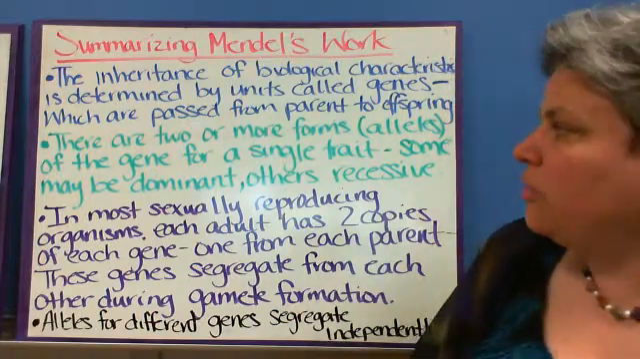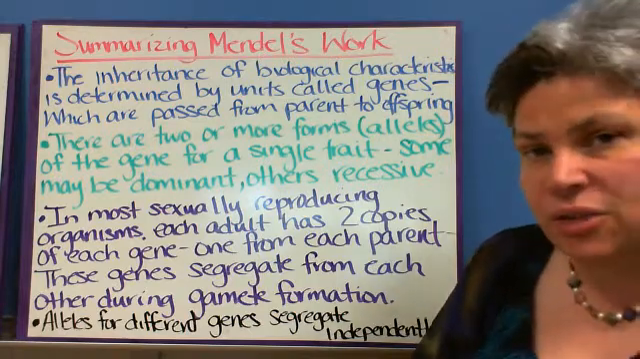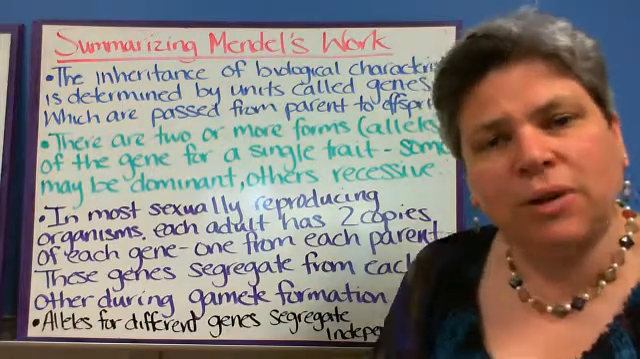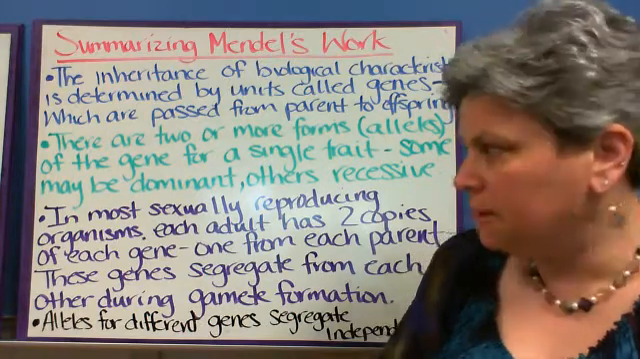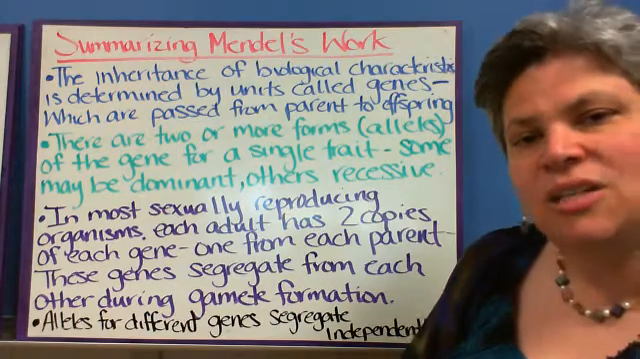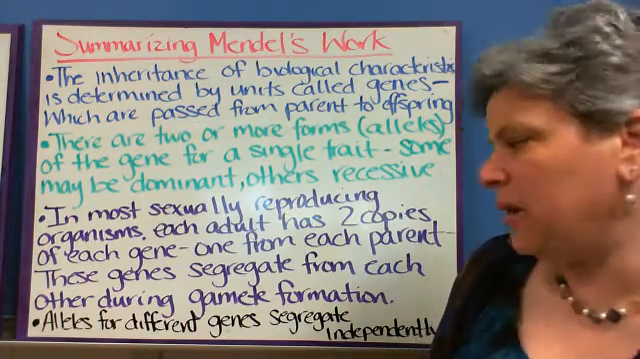We also know that there are two or more forms or alleles of the gene for every trait, and they could be dominant or recessive. If it's dominant, we represent it with a capital letter. If it's recessive, we represent it with a lowercase letter. In most sexually reproducing organisms, each adult has two copies of every gene. One came from each parent.